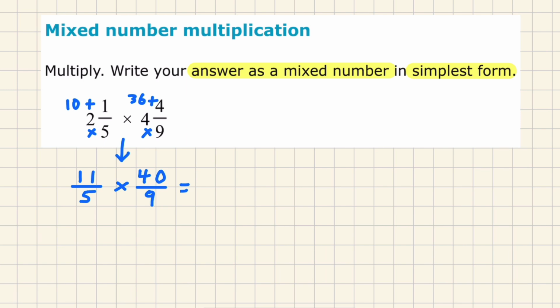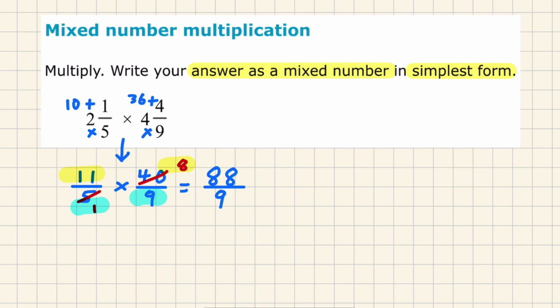And when I look at this 5 and 40, I can see that they're both divisible by 5. 5 goes into 5 once, 5 goes into 40 8 times. And from here, multiplying the numerators, 11 times 8 is 88. Multiplying the denominators, 1 times 9 is 9.